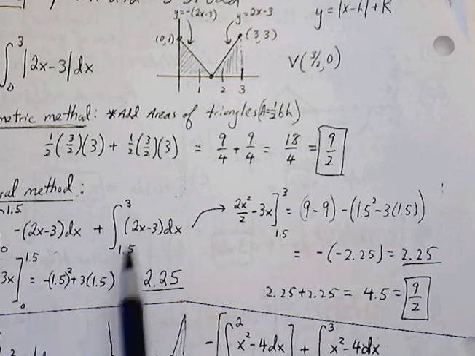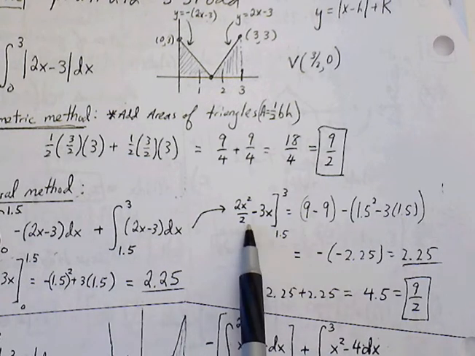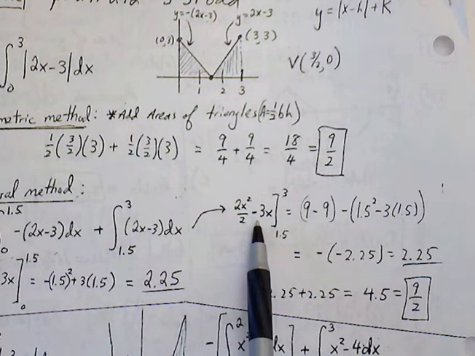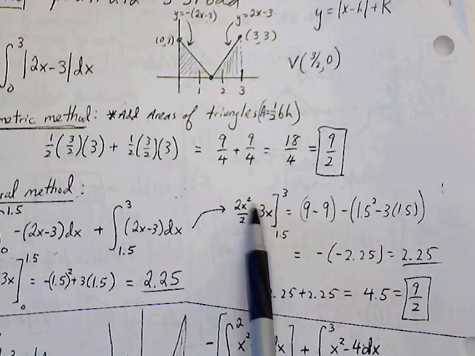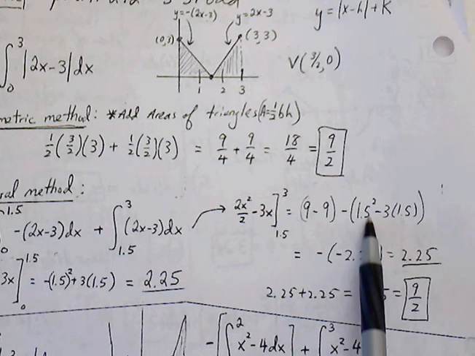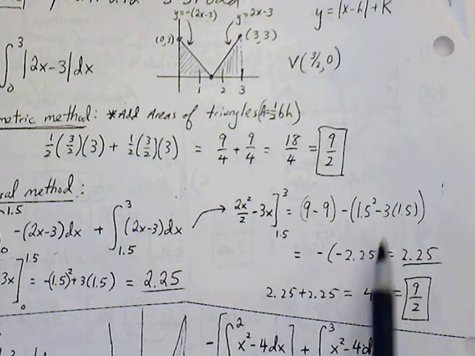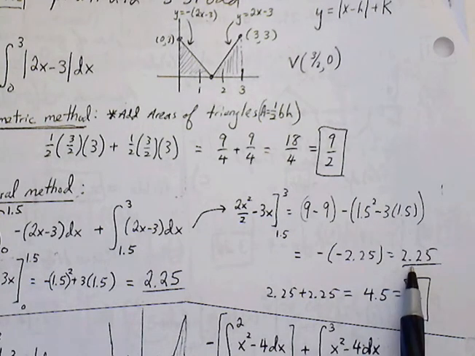For my right definite integral, 2x minus 3, so find the definite integral. I'm going to get 2x squared over 2 minus 3x. Evaluate between my upper and lower bound, and plug 3 in first. I get 9 minus 9. Plug in my lower bound next. I'm going to get 1.5 squared minus 3 times 1.5. All this comes out to be negative times a negative 2.25, which is 2.25.